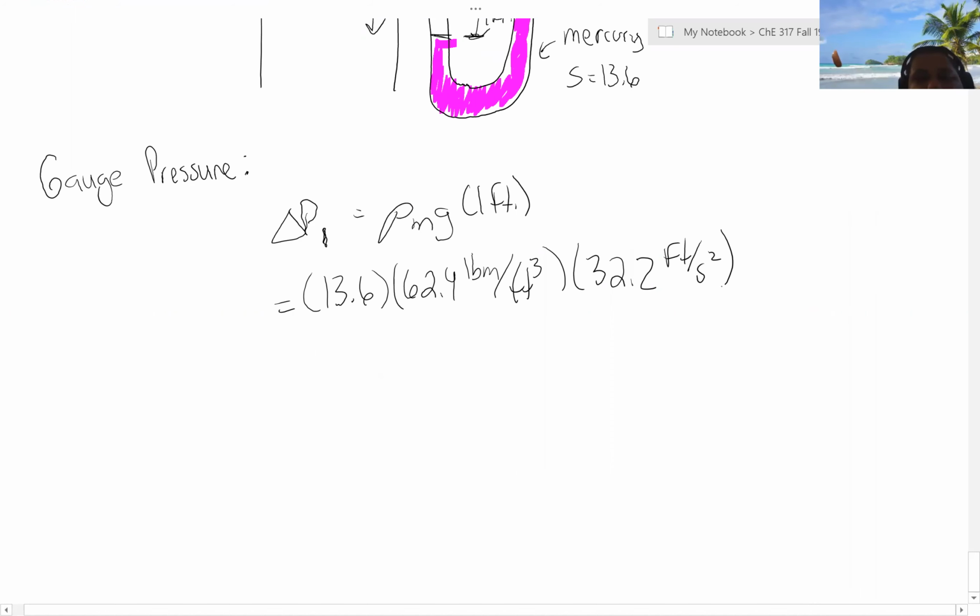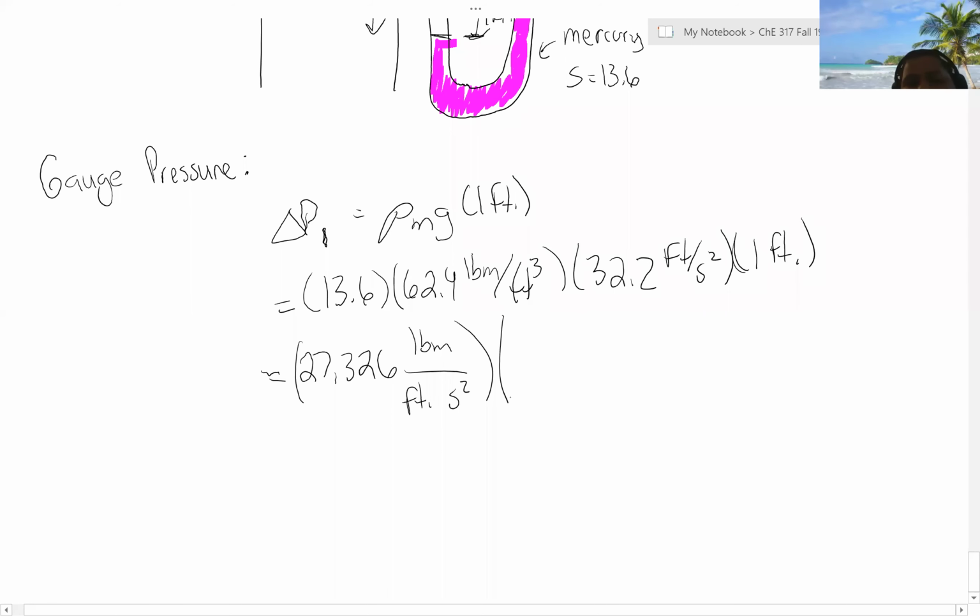And so when we do this calculation, we're left with 27,326 pound mass. Oh, I forgot the 1 foot, excuse me. Per foot second squared. And so right off the bat, you'll realize that this doesn't really tell us a whole lot in terms of the units.